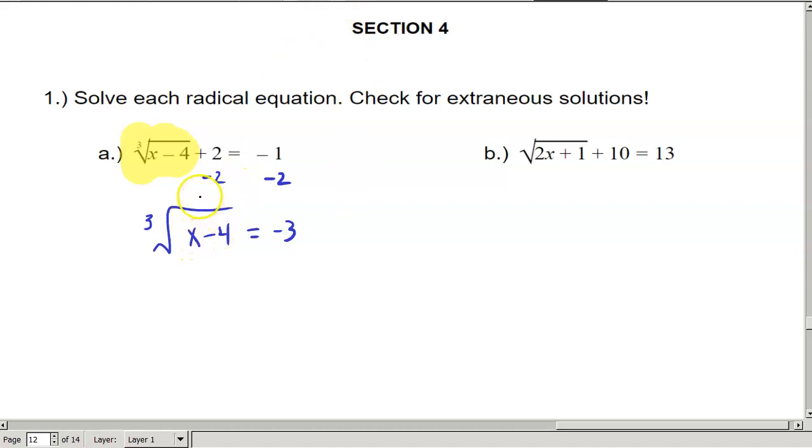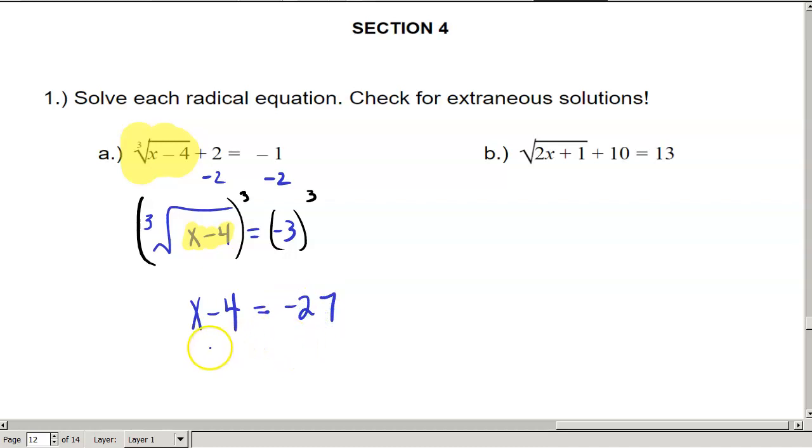And now we think about how can I get rid of this cube root, right? If I'm taking a cube root of something, the inverse of that is raising it to the third power, or cubing it. So we take each side and raise both sides to the 3. That's going to give us whatever's inside the radical: the x minus 4 is just going to pop out. And negative 3 cubed is negative 27. If I add 4 to both sides, I get x equals negative 23.